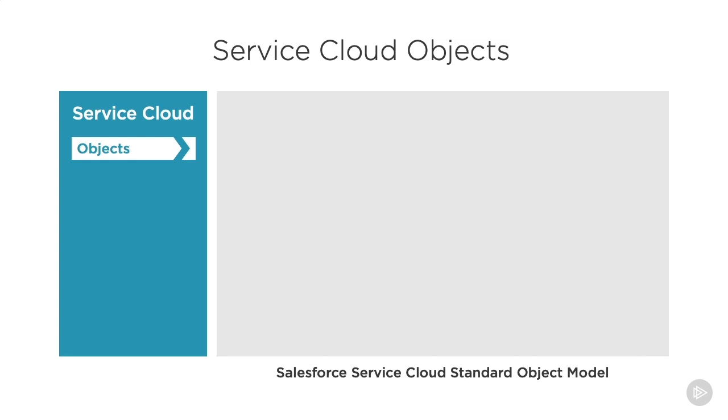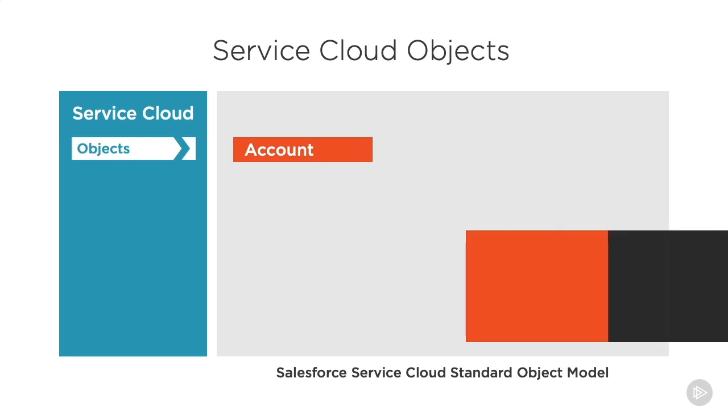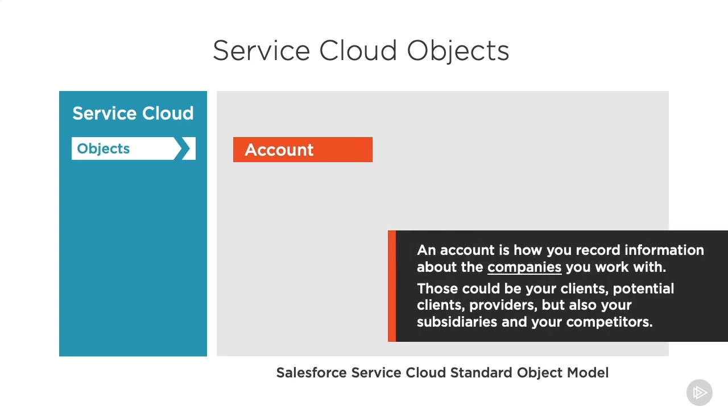So now what I want to do is discuss exactly what are the main objects you will find in the Salesforce Service Cloud objects. Some of those objects are specific to the Service Cloud, and you won't find them in the Sales Cloud, for example. What I also want to do is to follow the life cycle of a case or support ticket in the Salesforce Service Cloud. The most important of the objects we will encounter in Salesforce Service Cloud is the account. An account is how you record information about the companies you work with. Those could be your clients, potential clients, providers, but also your subsidiaries and your competitors.